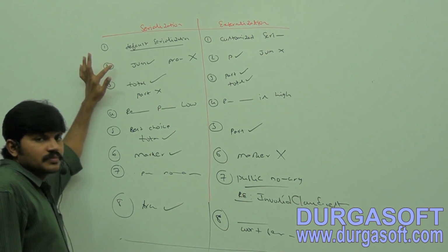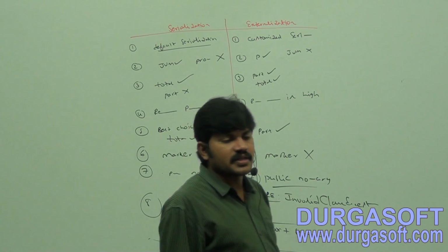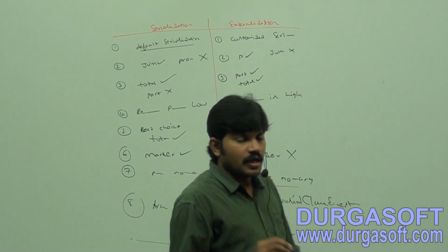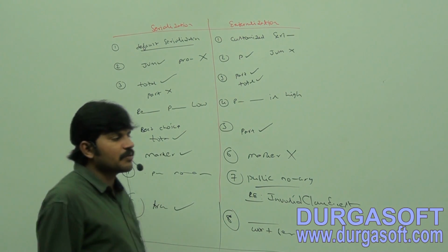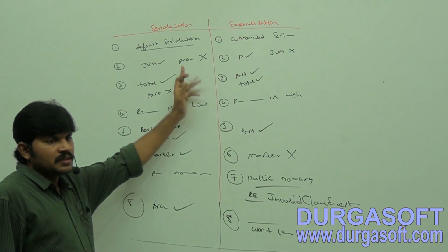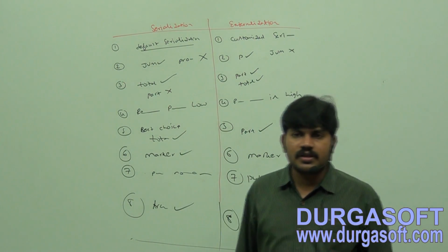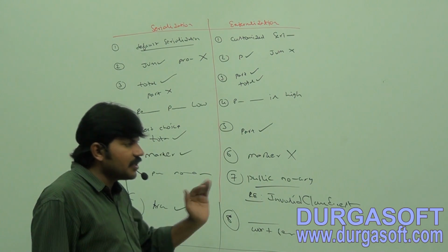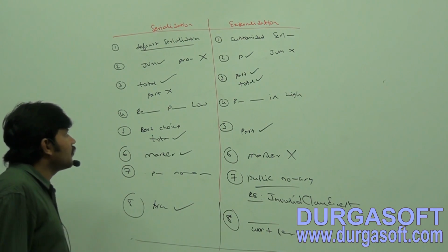Next, second point. In serialization, everything is taken care of by the JVM, and the programmer doesn't have any control. Next, on the other side, in externalization, everything is taken care of by the programmer, and the JVM doesn't have any control.